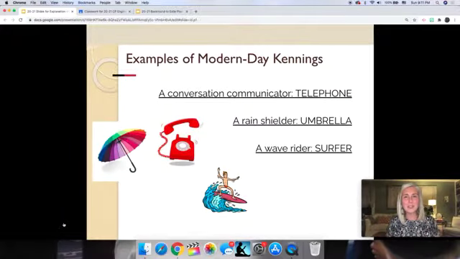Some modern day examples of kennings would be things like, instead of calling the telephone a telephone, we might call it a conversation communicator. And notice there's alliteration present in that as well. So the kenning can contain alliteration. Instead of an umbrella, something might be poetically renamed a rain shielder. Or instead of a surfer, you might call someone a wave rider. These are different ways that the poet can refer to the same things while at the same time offering insight into the nature of that thing that's being renamed.